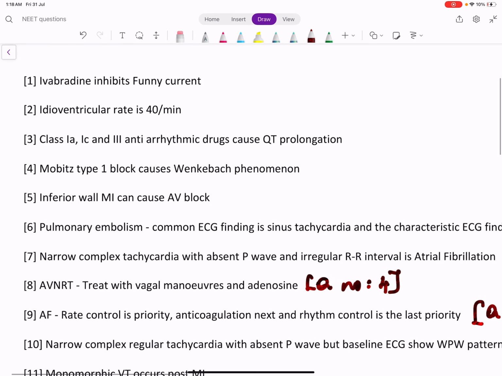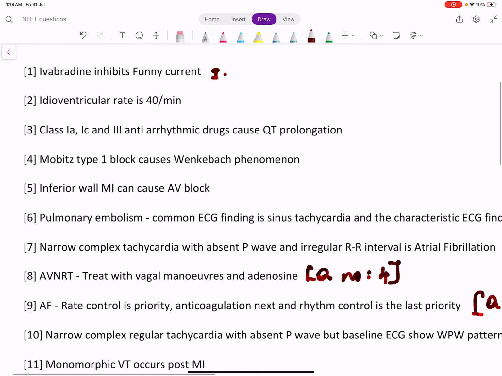Ivabradine inhibits the funny current. So we learnt there is something called the funny current, the pacemaker current. It helps in phase 4 of the cardiac pacemaker action potential. So ivabradine inhibits the funny current. Ivabradine is also a second line drug for angina management. Idioventricular rate is 40 per minute.